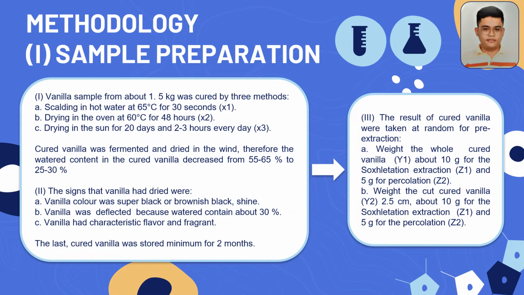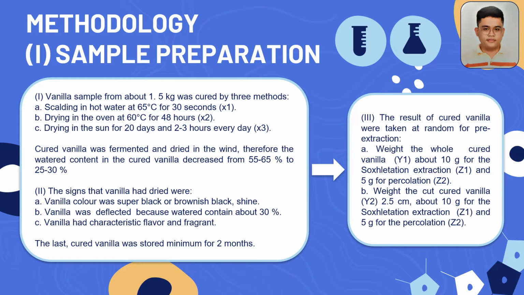First is the sample preparation. Vanilla sample of about 1.5 kg was cured by three methods. X1 is scalding in hot water at 65 degrees Celsius for 30 seconds. X2 is drying in the oven at 60 degrees Celsius for 48 hours. And X3 is drying in the sun for 20 days, 2 until 3 hours every day.